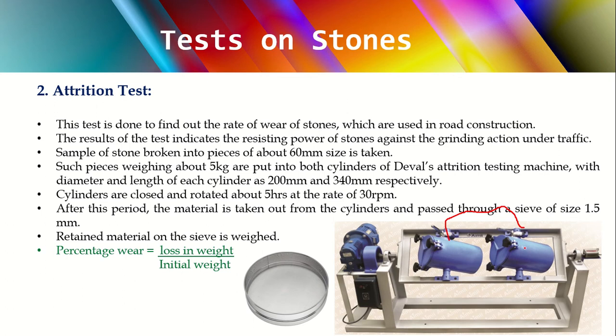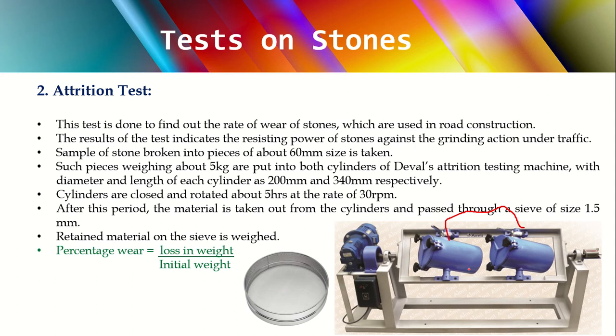Now what you do is set this entire setup for rotation. Here you have an on-off button. Once you press the start button, these cylinders keep rotating along the horizontal axis. During rotation, your stone sample and the steel balls will rub over each other.